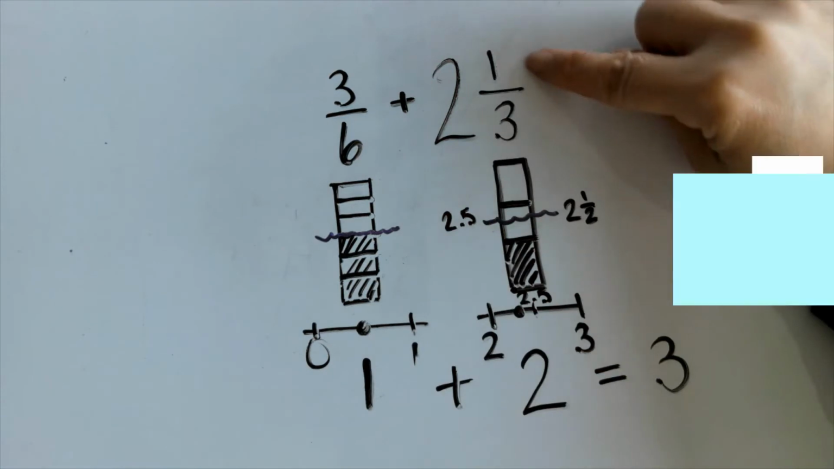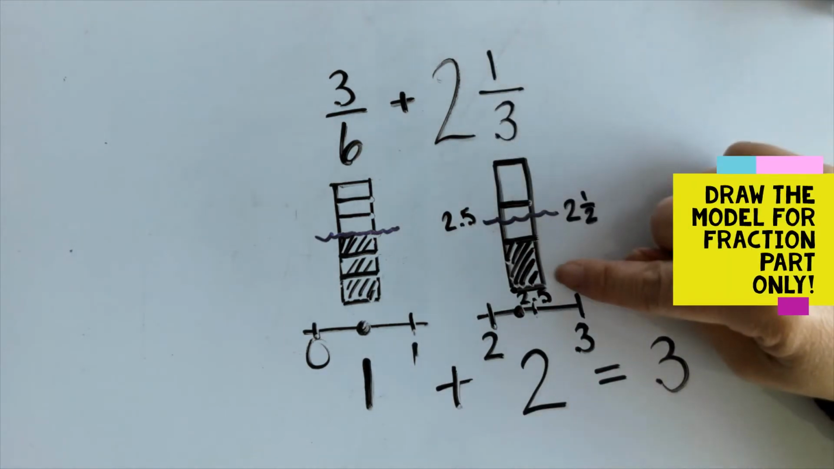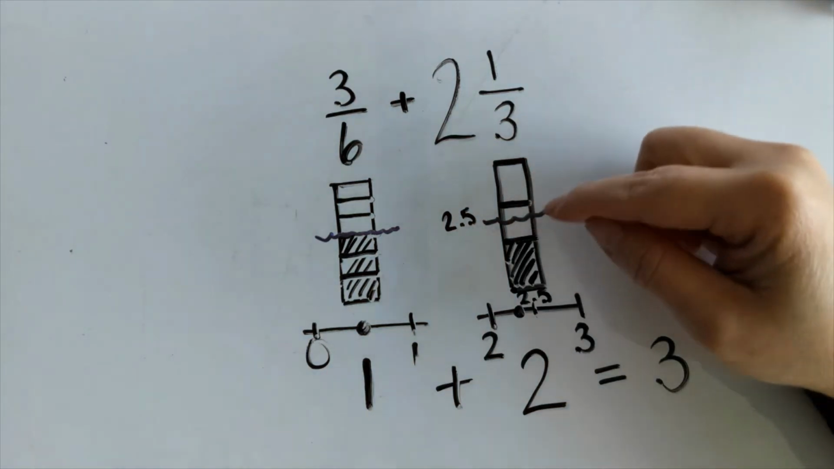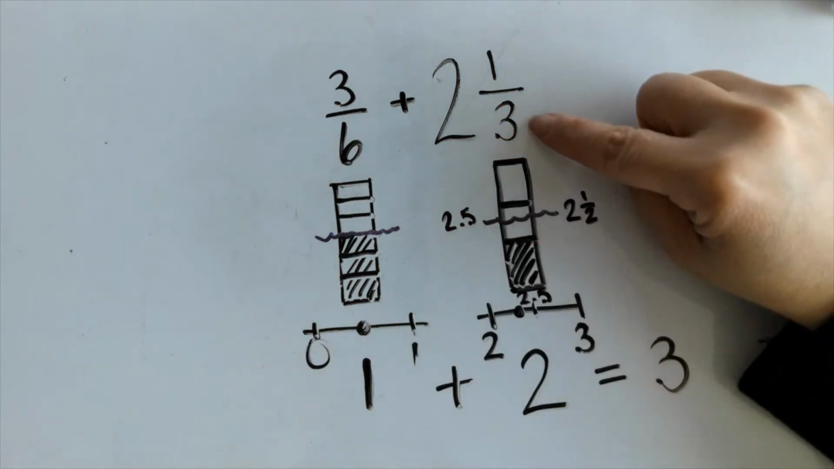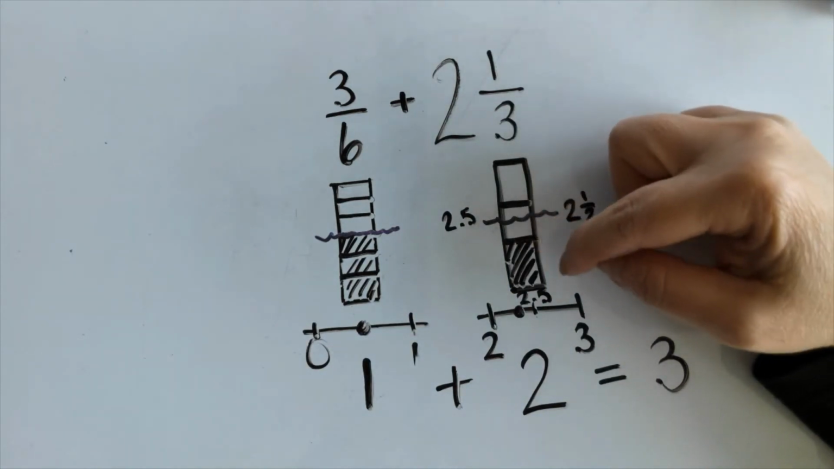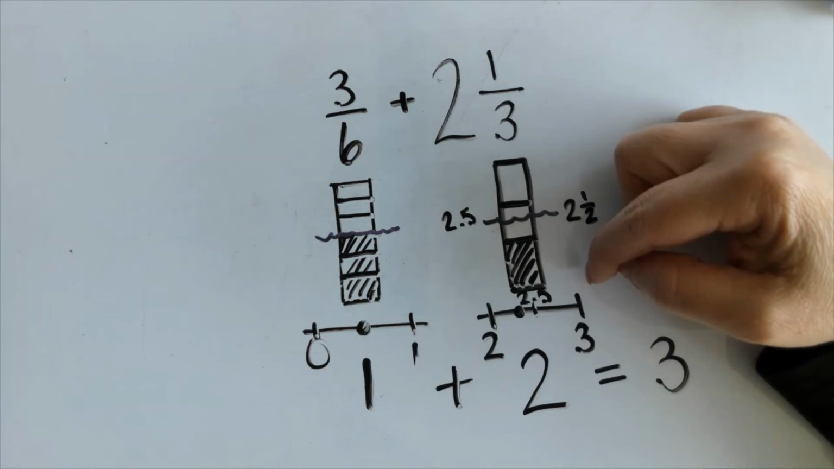Just look at the fraction part and draw the model for it. The one thing that you want to be careful about is when you're dividing your pieces according to the denominator, make sure you're dividing them almost equally.